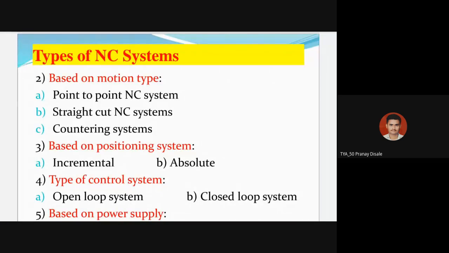The third type is based on the positioning: incremental and absolute. We will require incremental and absolute for the program, while we study programming. For the program, at that time we require incremental and absolute. Examples are also available. The fourth type is based on the control system: open loop system and closed loop system. This is also one type of NC system.